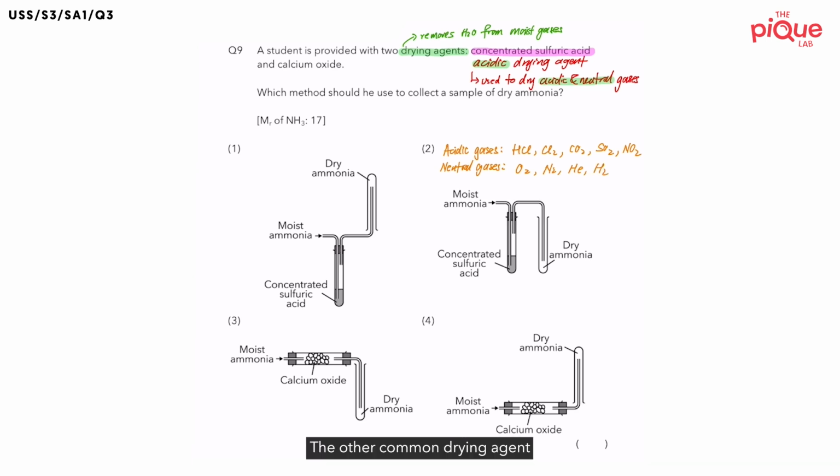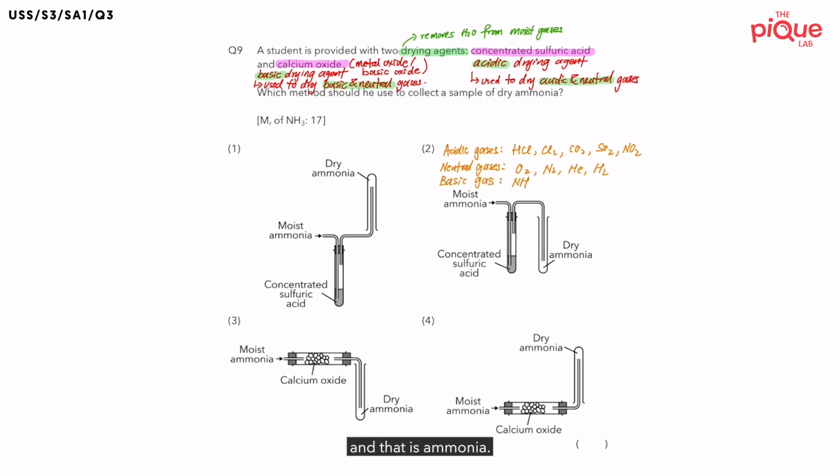The other common drying agent is calcium oxide. As you will learn in the chapter on oxides, calcium oxide is classified as a metal oxide, which is also a type of basic oxide. This means that calcium oxide is a basic drying agent. Hence, we can use calcium oxide to dry basic and neutral gases. There are not a lot of basic gases that you need to know, perhaps only one, and that is ammonia.